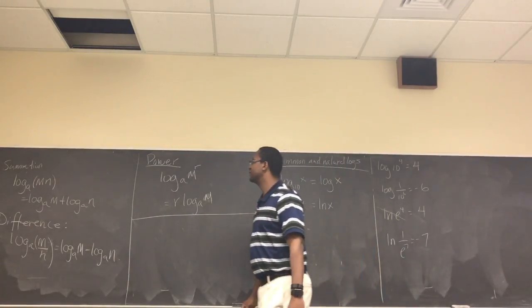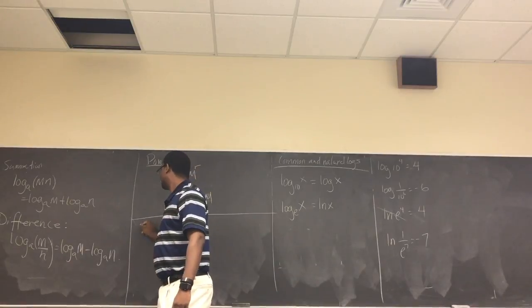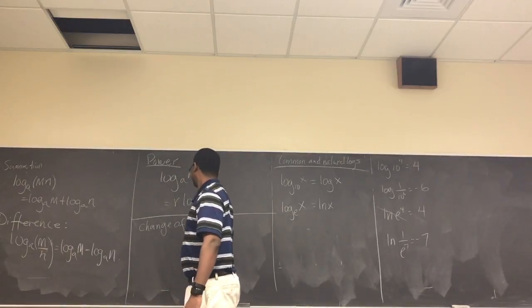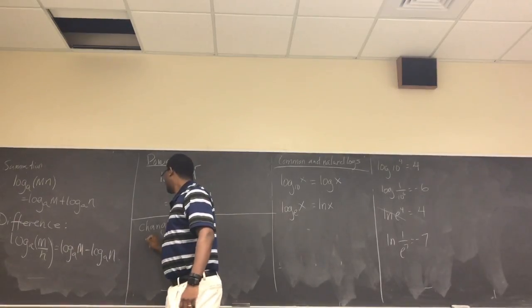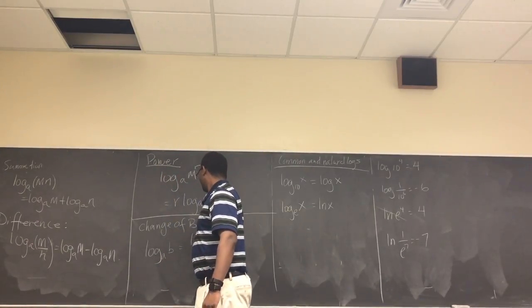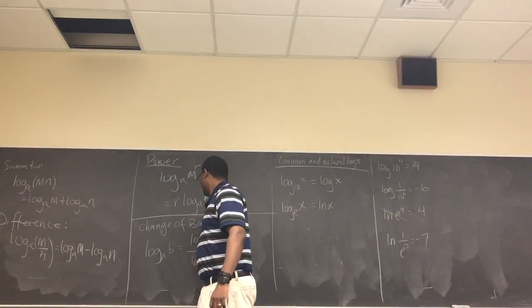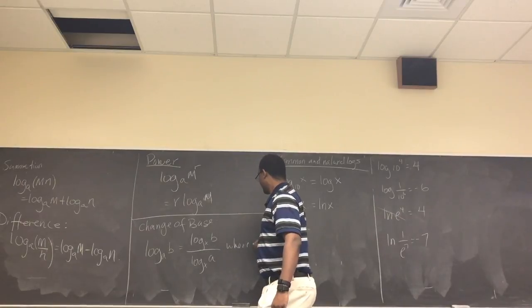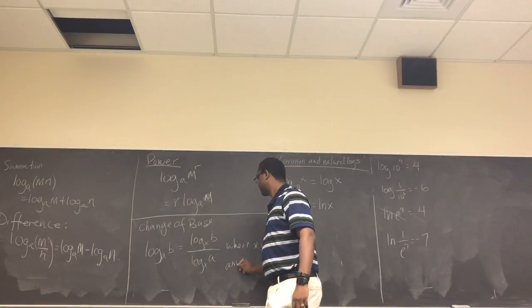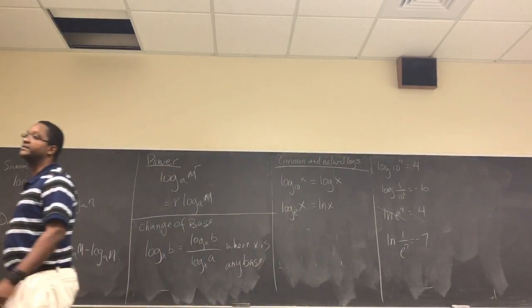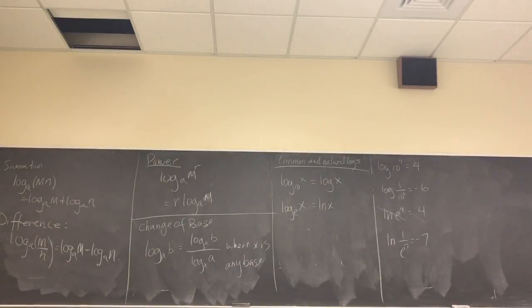And the last property of them all is the change of base. It says that if I take log base a of b, this is equal to log base x of b divided by log base x of a, where x is any base. This allows you to easily and smoothly transition from any base to any base whatsoever.